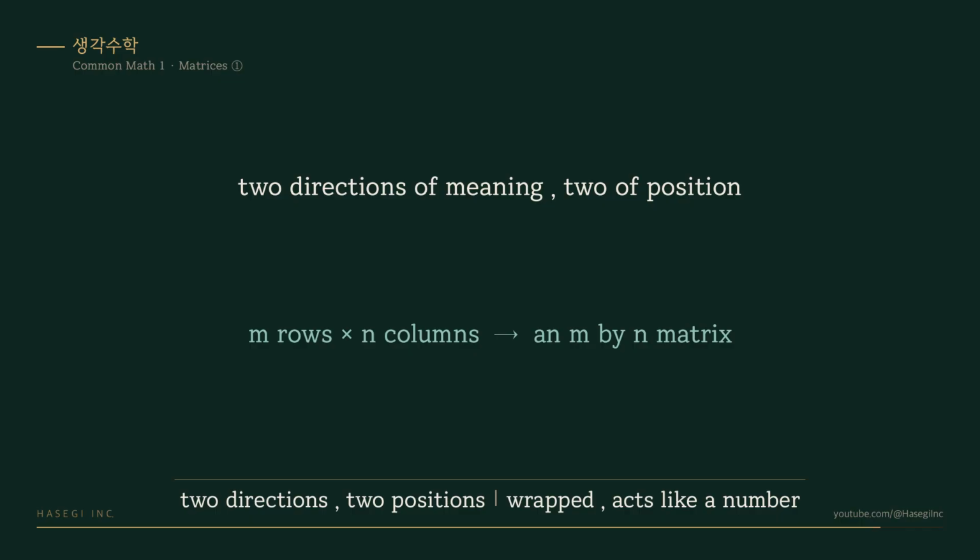2 directions of meaning need 2 directions of position. The moment you wrap it in brackets, a table behaves like a single number.